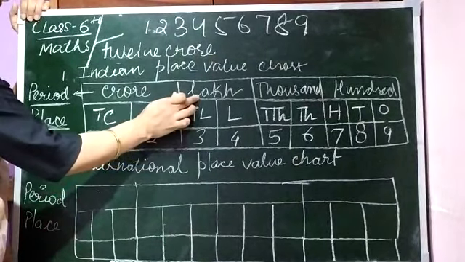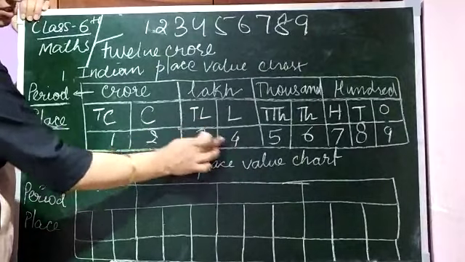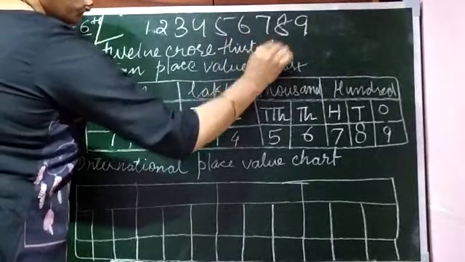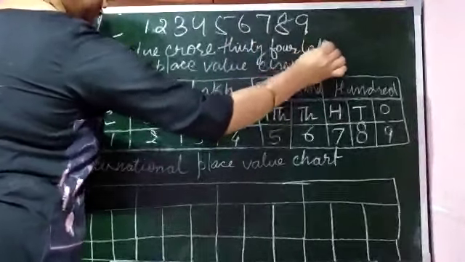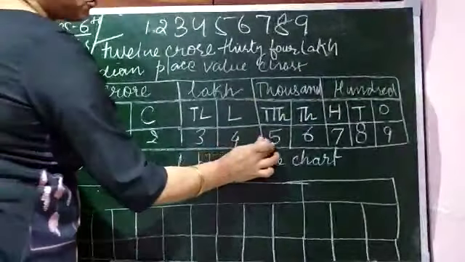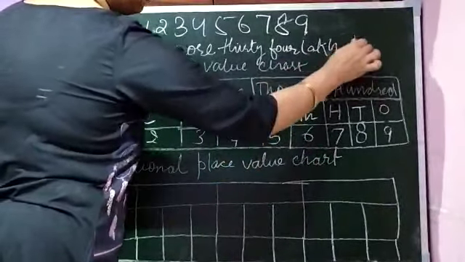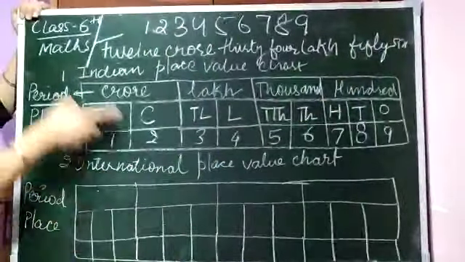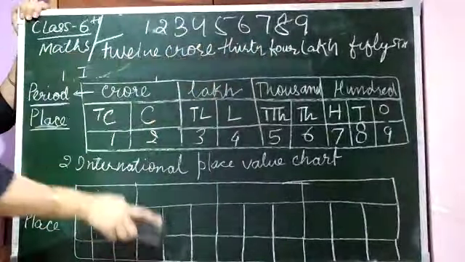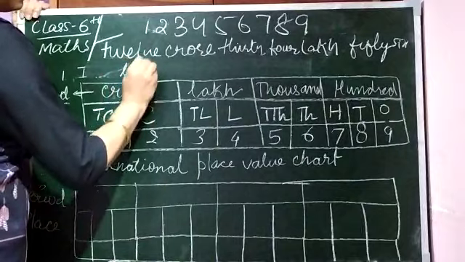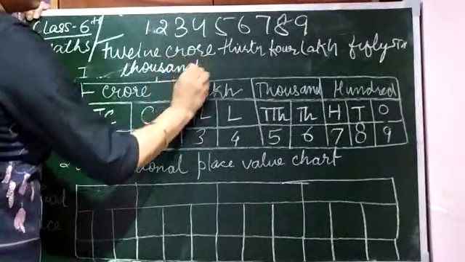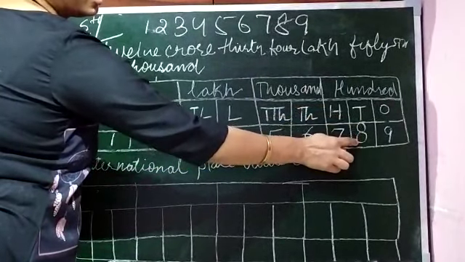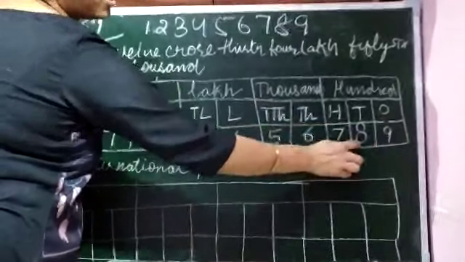Okay. Then see, 12 crore. Then after that, what is written? Lakh. 34, 3 tens, 4 ones. So 34 lakh. Right? Then 56 what? Thousand. 56 what? Thousand. 56,000. Right? Then after that, 7 hundred, 8 tens, 80, 9 ones, 9. So 789.